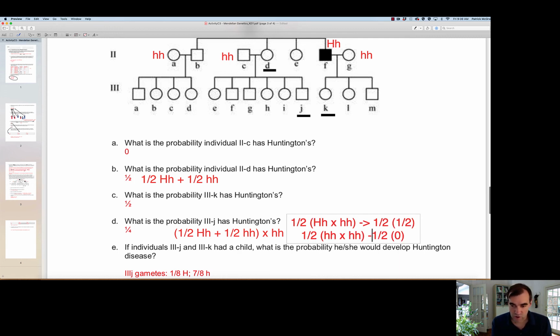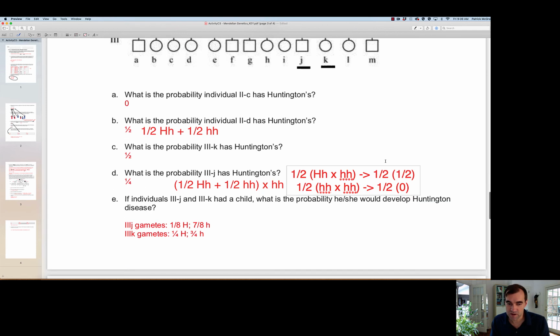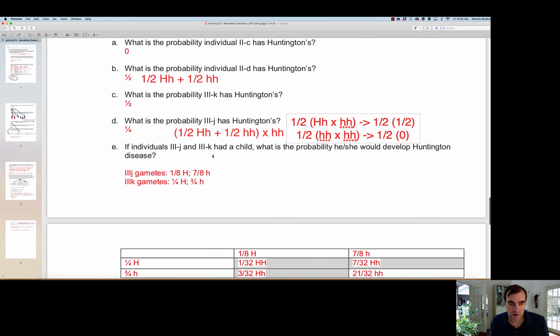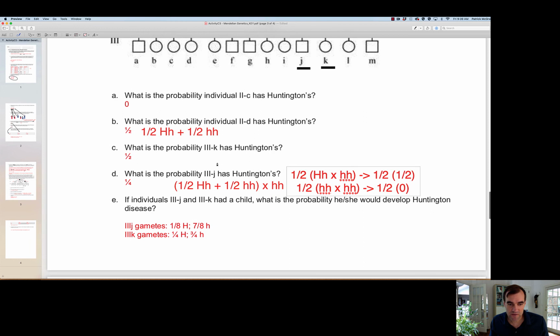And so if we want to figure out the probability of this, we would just multiply 1/2 times 1/2 and add it to 1/2 times 0. And so the total of that equals 1/4. So the answer to that is 1/4. Similarly, 3J and 3K, if they had a child, what is the probability he or she would develop Huntington's disease?